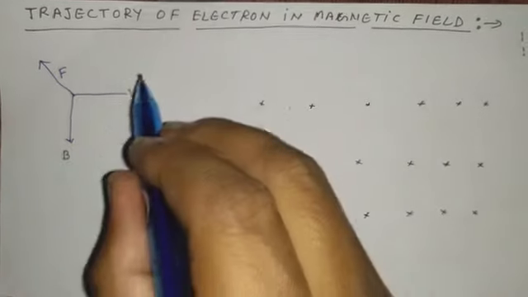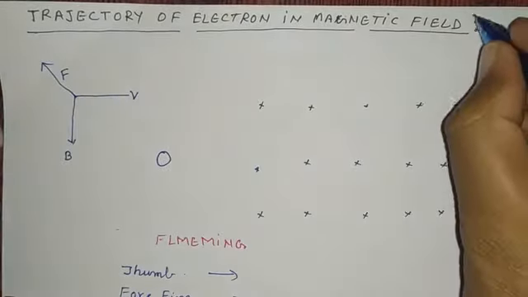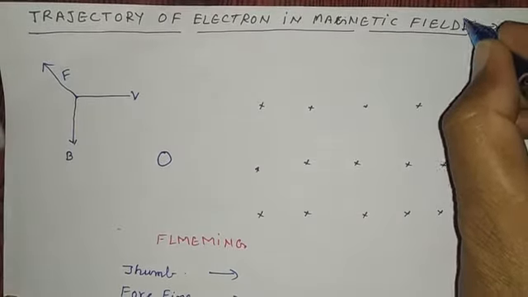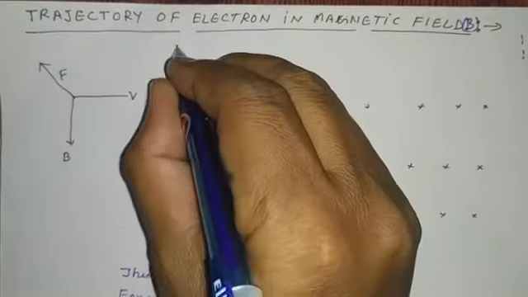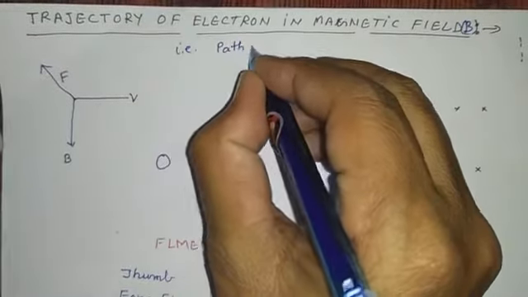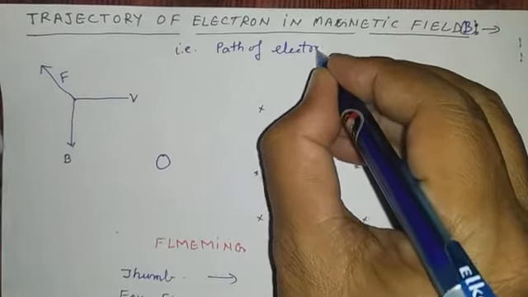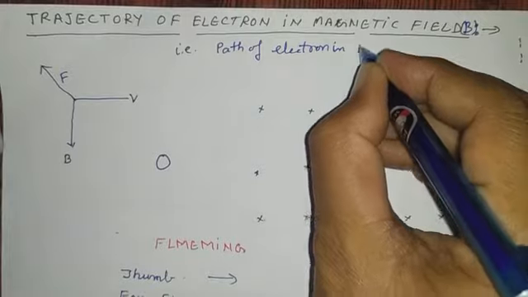Hello, we are going to see the topic trajectory of electron in magnetic field B. That is, this topic is related with the path of electron in magnetic field B.